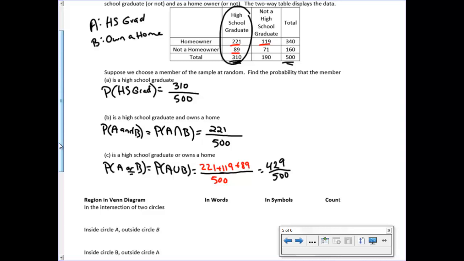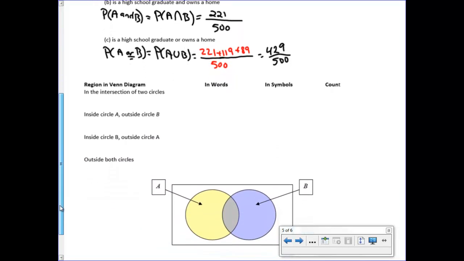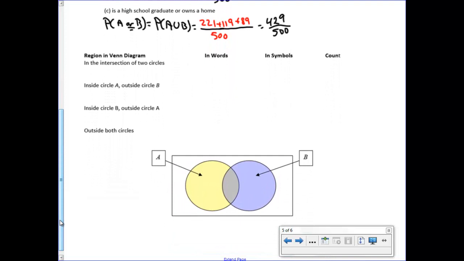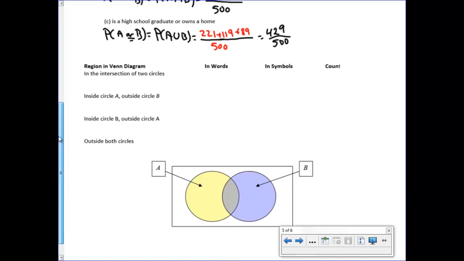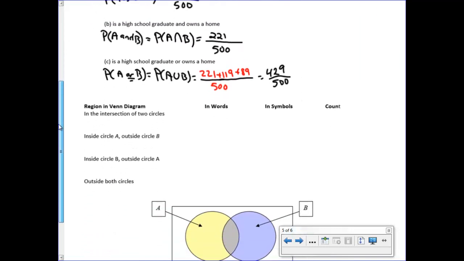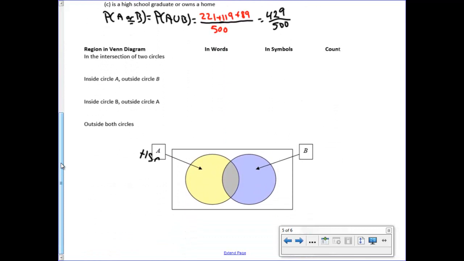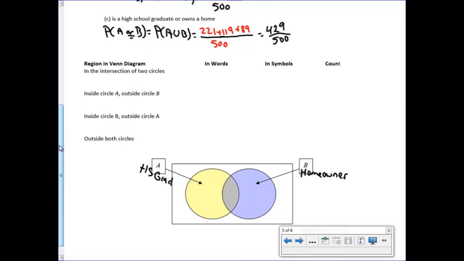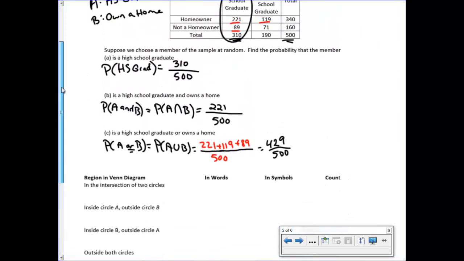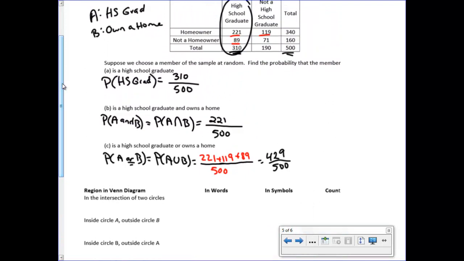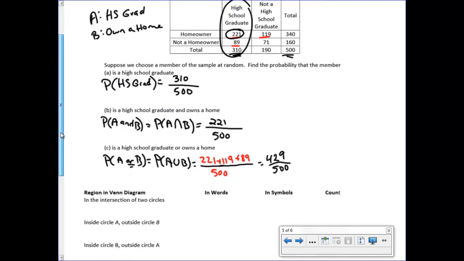Fill in, just like we did with your words, symbols, and your count. I drew the Venn diagram kind of sort of for you so we can fill in. What did we say A represents? High school grad. B is your homeowner. And again, what's the overlap? What's in common between both of them? High school grad and homeowner. I have 221 in the center there.